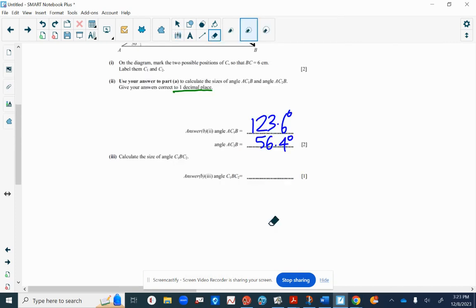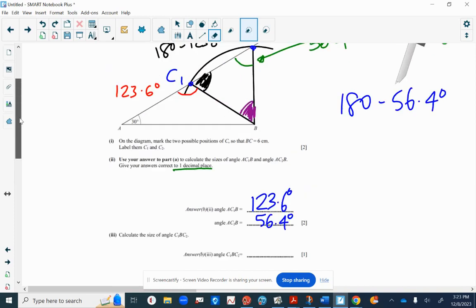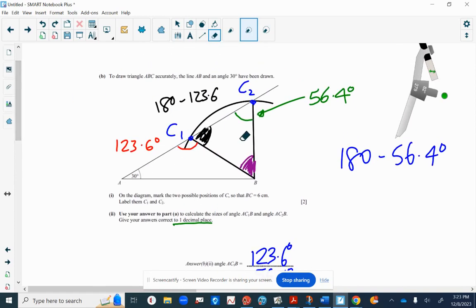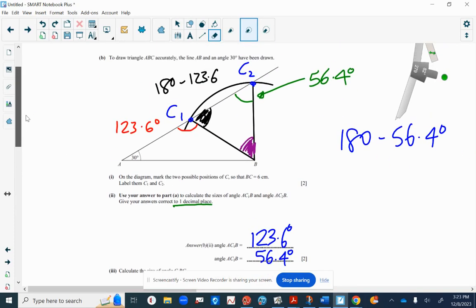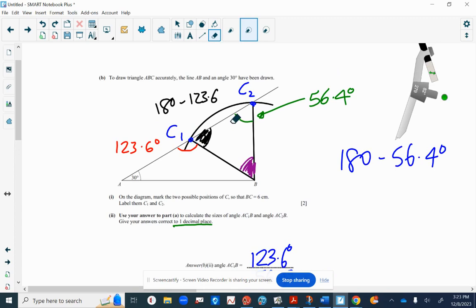Okay, so for the last one, all we have to do then is calculate this purple angle here, which is angle C1BC2. In order to do that, I'm not going to write it down. I'm sorry. All we have to do is this angle's in a triangle. So 180 minus 123.6 will give us the black angle. You've got 56.4 degrees. Add those together, subtract from 180 to find the missing angle. Bosh.